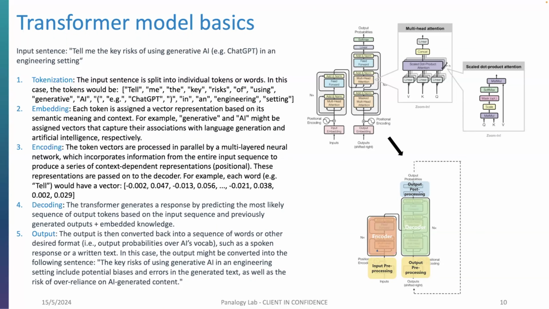Now, the actual transformer model, again, the self-attention stuff starts to come through with that encoding step here. We've got 5 steps effectively to take this input sentence, for example, "Tell me the risks of using Gen AI, for example ChatGPT, in an engineering setting." First step, I'm tokenizing, splitting the sentence into effectively individual words, but they're called tokens, and they might not actually be words. They might just be bits of words, truncations. So using might become use, for example.